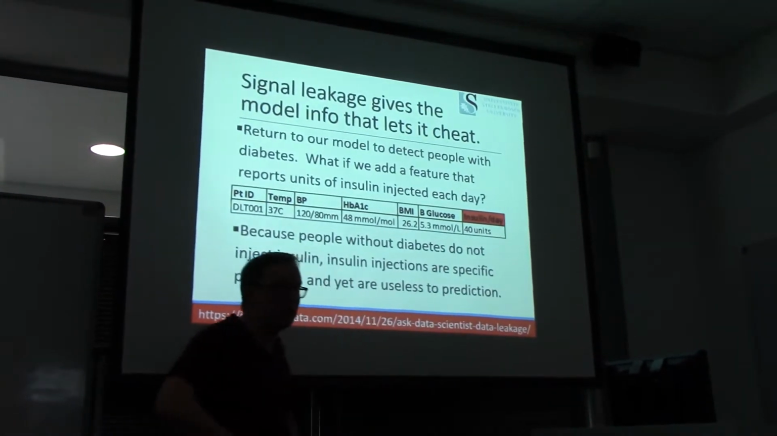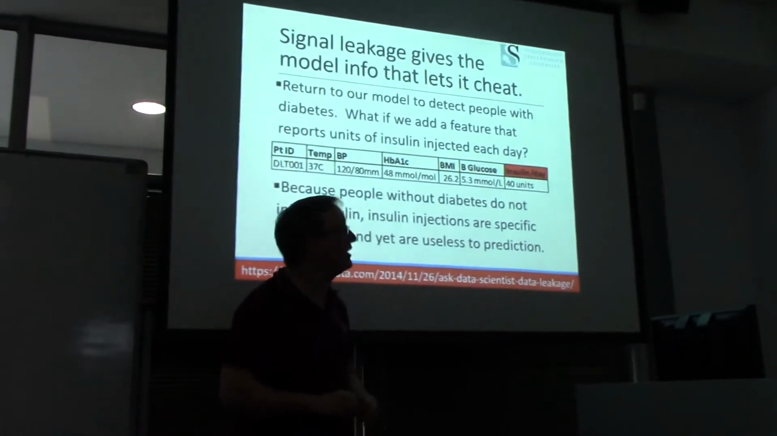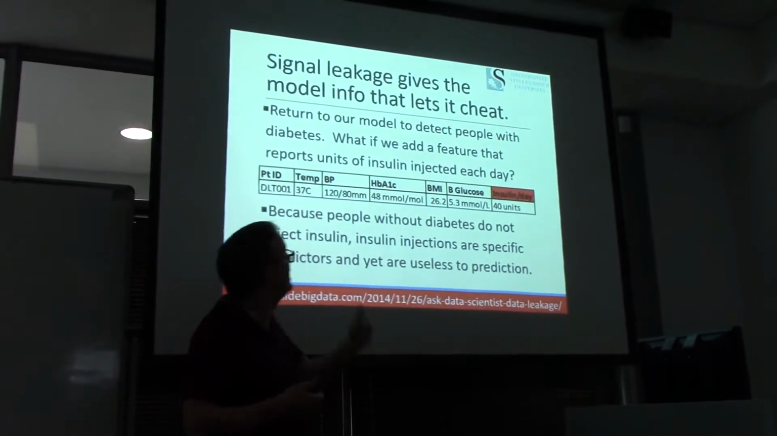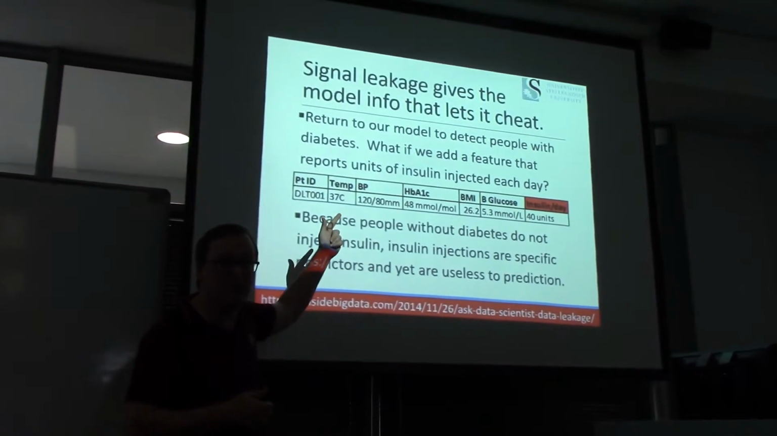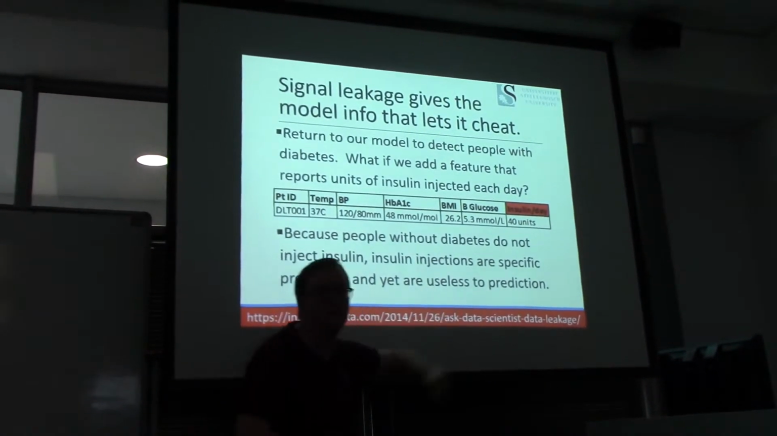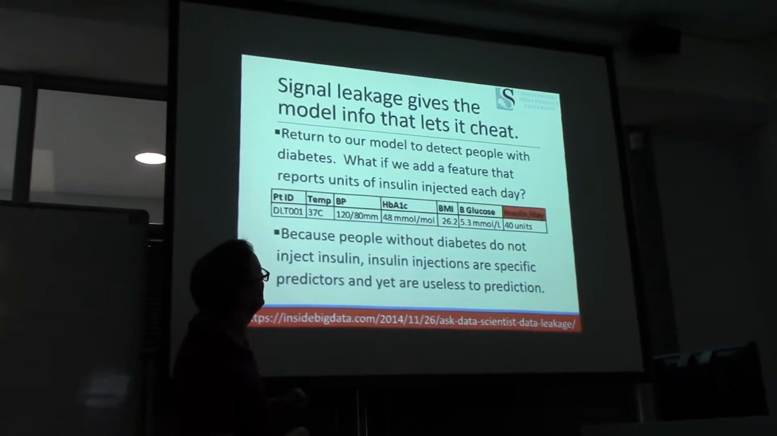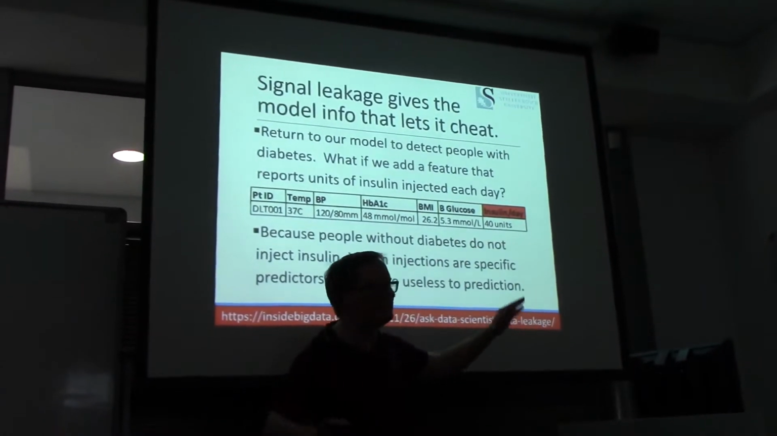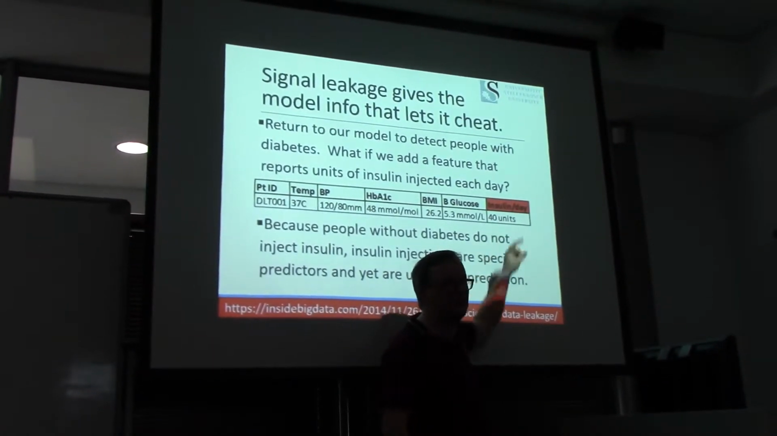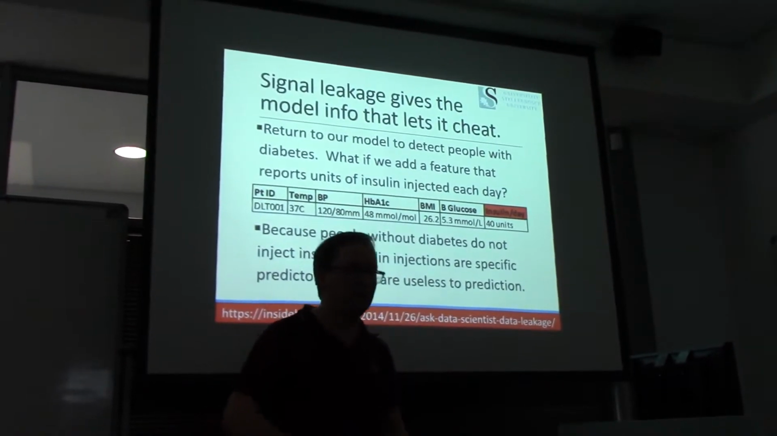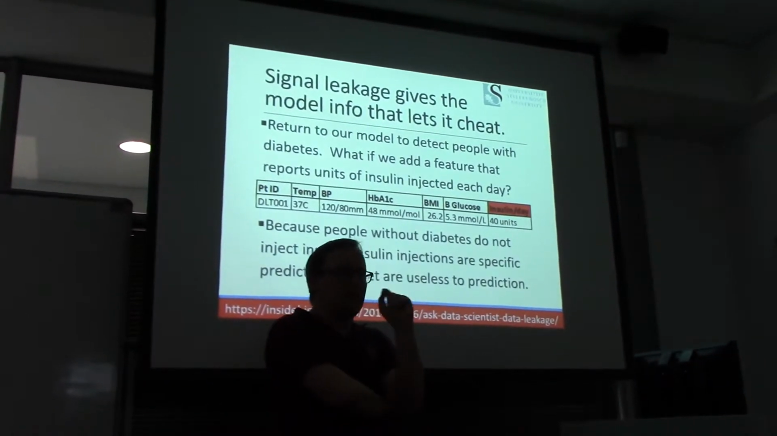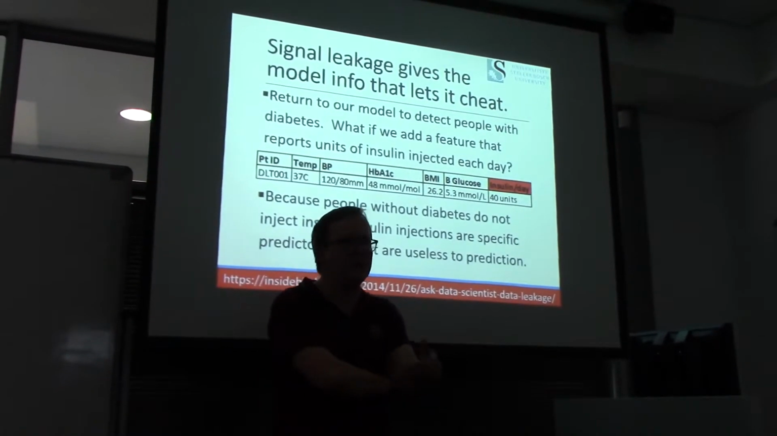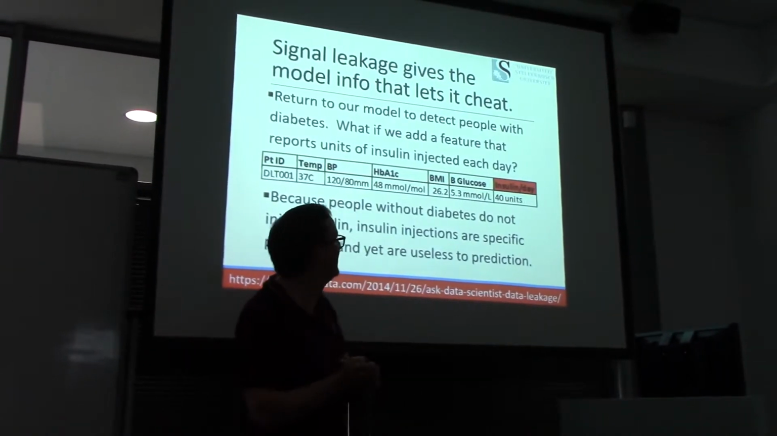So, now I mentioned I was going to talk about signal leakage. And here we go with that. So signal leakage gives the model, this learner, information that lets it cheat. Okay, so we had this feature vector before, but I've made an addition. Does everyone see it? Now I'm including, again, false information about how much insulin I inject into my body every day. Now, the class label here, remember, was has diabetes, doesn't have diabetes. It's a very simple classification.